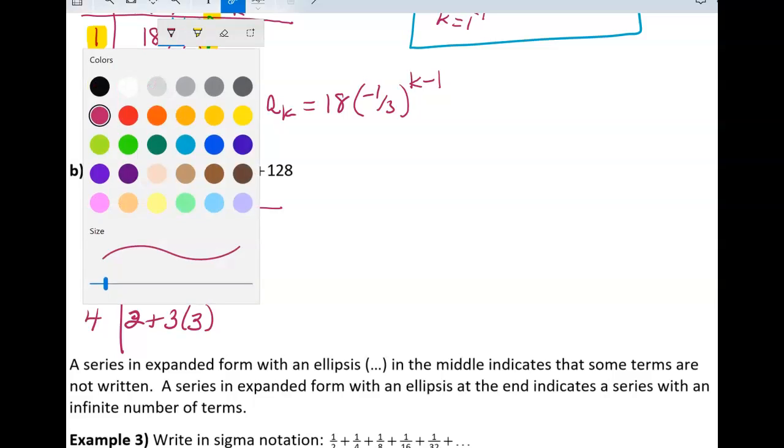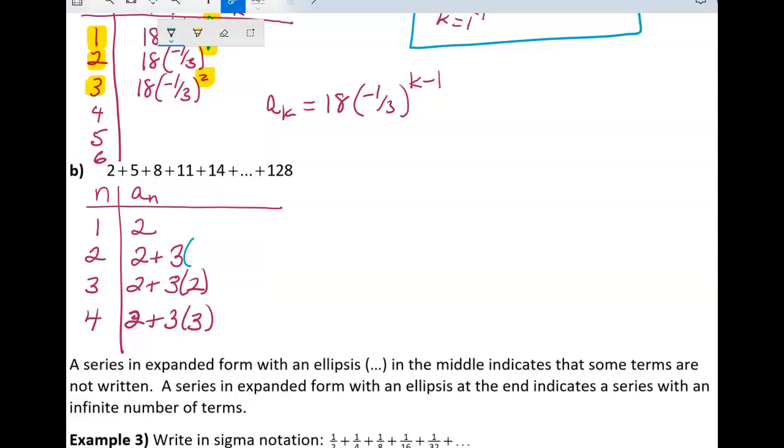Let's go back and fill in some of the assumed values. In the second row, it looks like that 3 was being multiplied by 1. And then in the first row, the 2 has nothing added to it, so we could say it's plus 3 times 0. That gives us an idea about what the pattern is here. What you'll notice about those multipliers of the 3 is that they're all 1 less than the term number. So what that means is our a sub n is 2 plus 3 times 1 less than the term number.